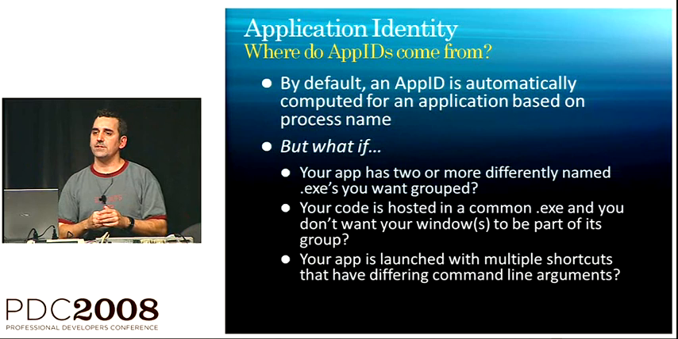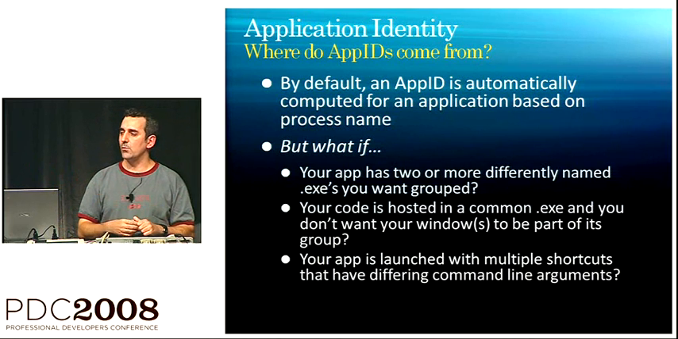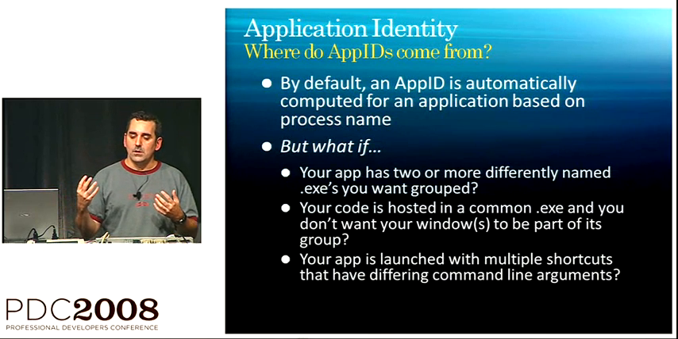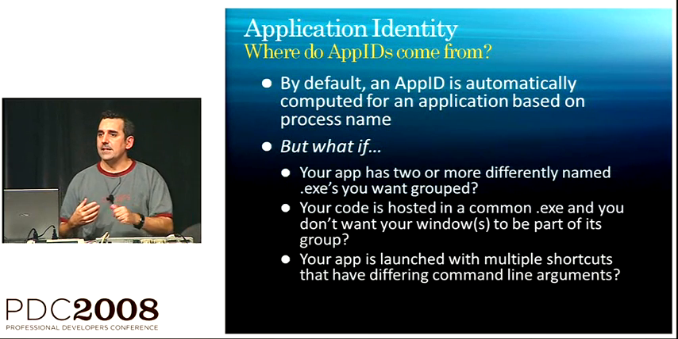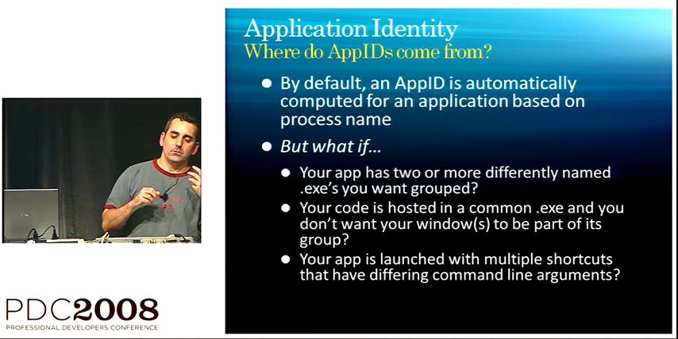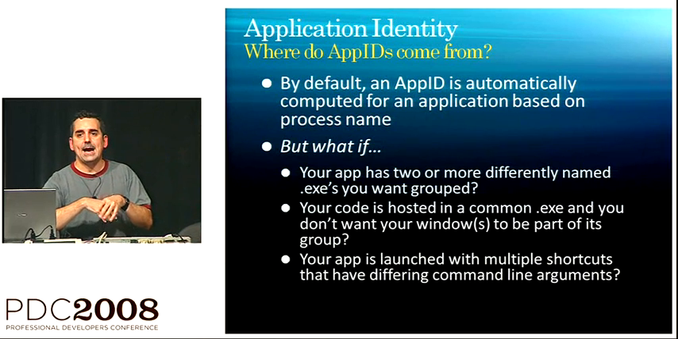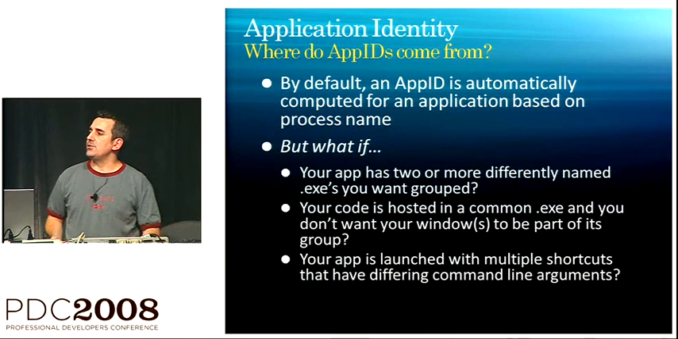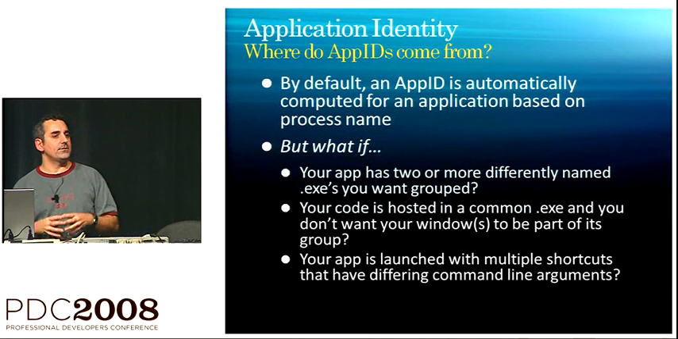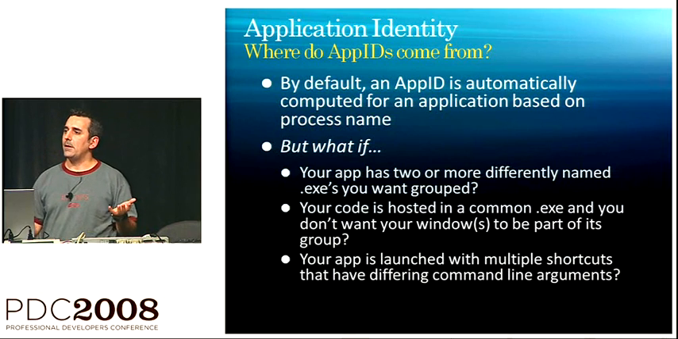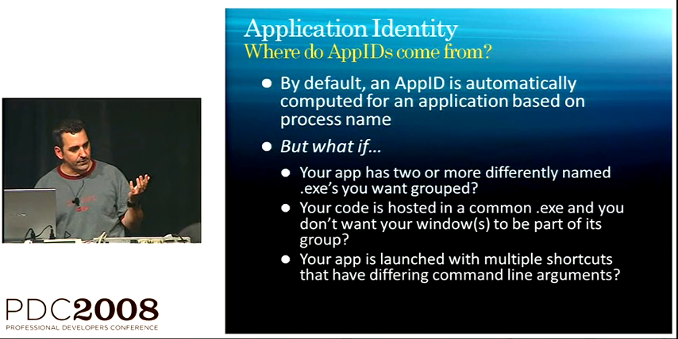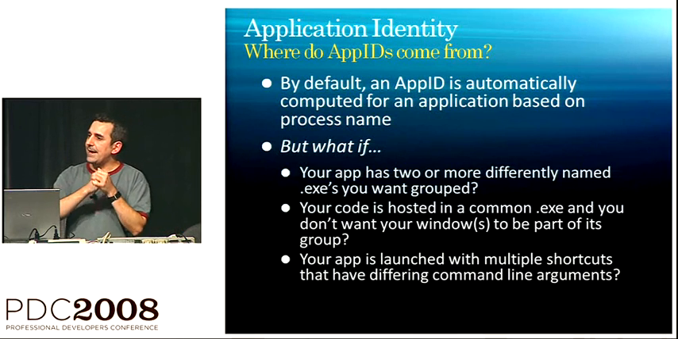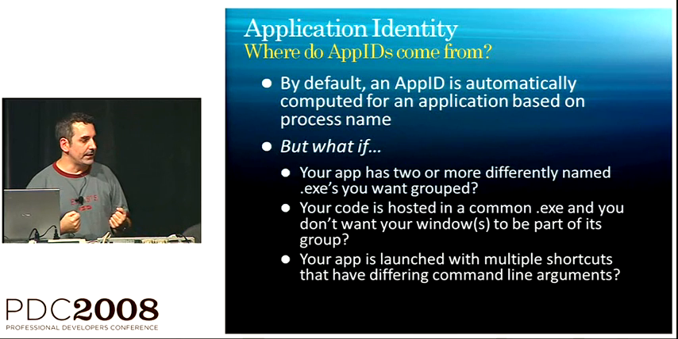And so one example of this is if you're working in a common runtime environment where maybe you're a Microsoft Access application or something, and you are running in a process which is msaccess.exe. Well, you don't want all the Access apps on the system to be grouped together. Or what happens if your application is actually launched using multiple shortcuts that have different command line arguments, maybe to expose some different functionality of your application? You might want those things to actually be grouped together, but by default, they would be grouped separately.